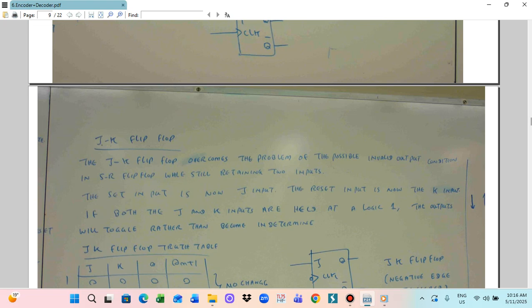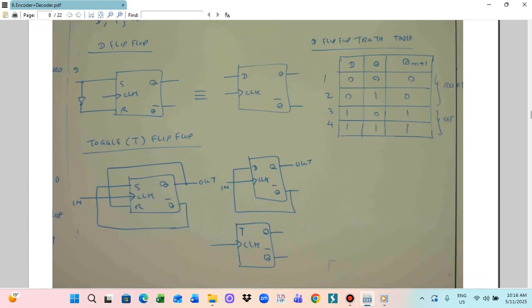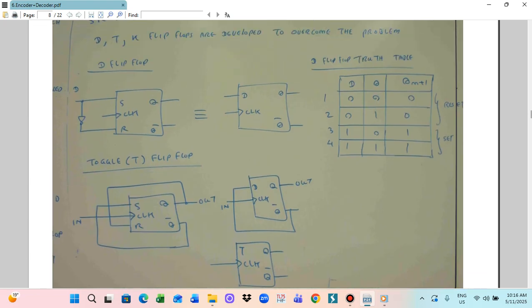So this will be the truth table of the D flip-flop. D means the D input, Q is the output, and Qn plus 1 means the next state. The second condition means that when D is 0, Q is 0, Qn plus 1 is 0. And D is 0, Q is 1, Qn plus 1 is 0. This is the reset condition. And D is 1, Q is 0, Qn plus 1 is 1. D is 1, Q is 1, Qn plus 1 is also 1. This is the set condition. So Qn plus 1 is the next state of the output.